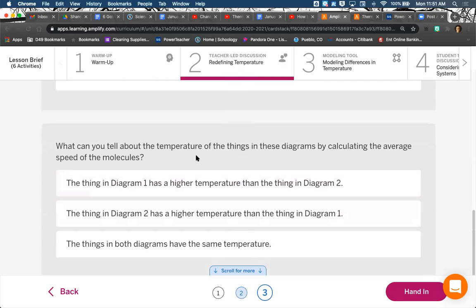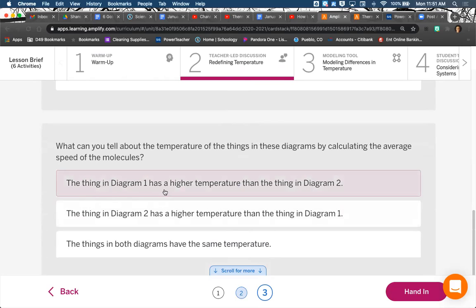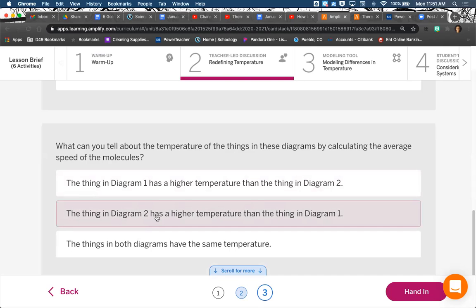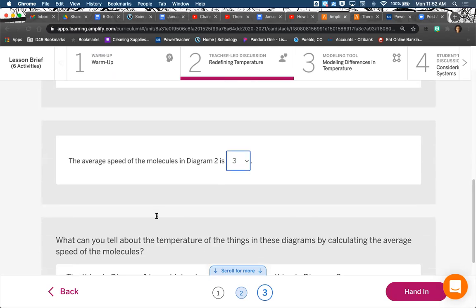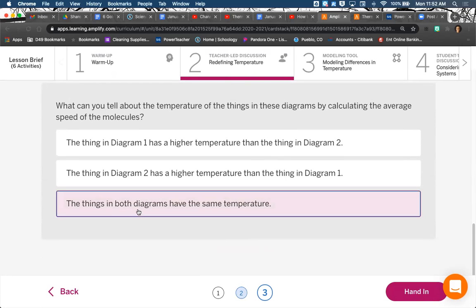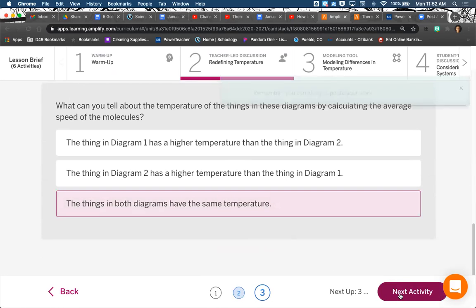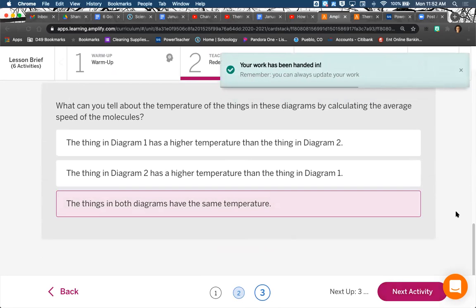What can you tell about the temperature of the things in these diagrams by calculating the average speed of the molecules? The thing in diagram 1 has a higher temperature? No. The thing in diagram 2 has a higher temperature? No. They both have a 3. So they have the same temperature. Now we've gone through all 3. We'll hand in and move forward.